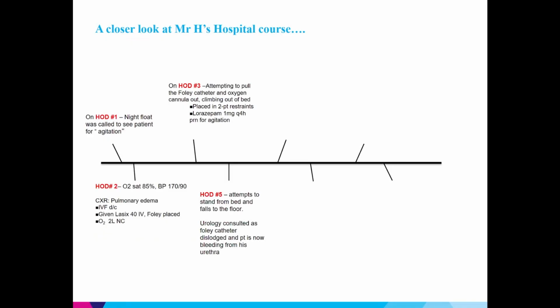By day 5, Mr. H tries to get out of bed because he's persistently agitated, and unfortunately, he falls and pulls on that catheter. Urology now is consulted to replace the catheter as he was bleeding from the urethra.